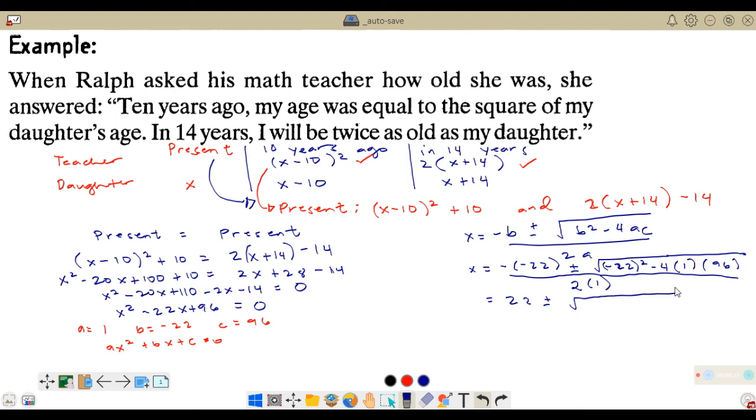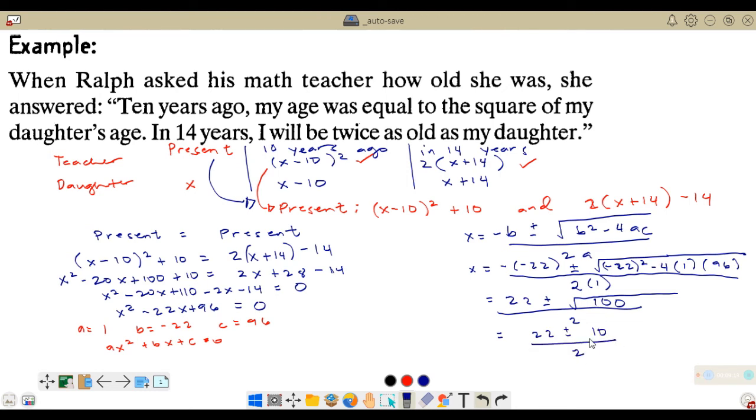So, that is negative 22 squared minus 4 times 1 times 96. Ayun, sakto pala siya, 100. So, this is the square root of 100 over 2. So, we have 22 plus minus 10 over 2.